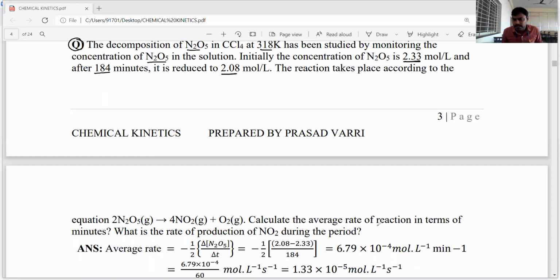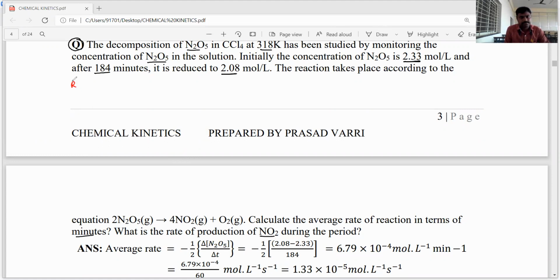Calculate the average rate of the reaction in terms of minutes. We have to calculate the average rate of the reaction in terms of minutes as well as the rate of formation of NO2, which we also need to find out. See, it's very easy, dear students. For this equation, you just have to write the rate expression or average rate.